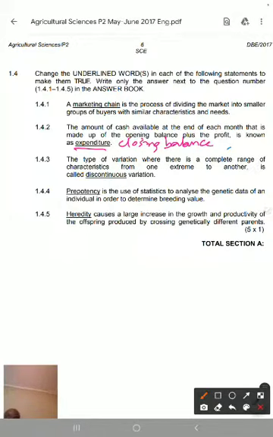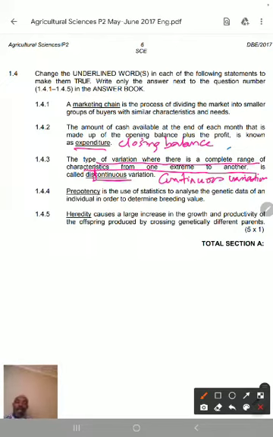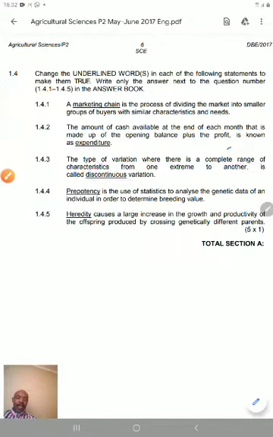A type of variation where there is a complete range of characteristics from one extreme to another. All right, guys, if it is not discontinuous, definitely it is continuous variation. A variation is the differences between individuals.